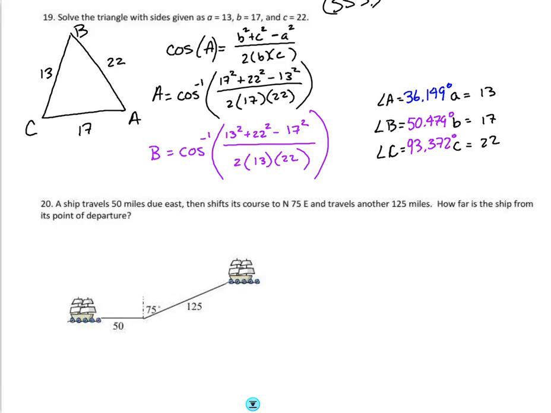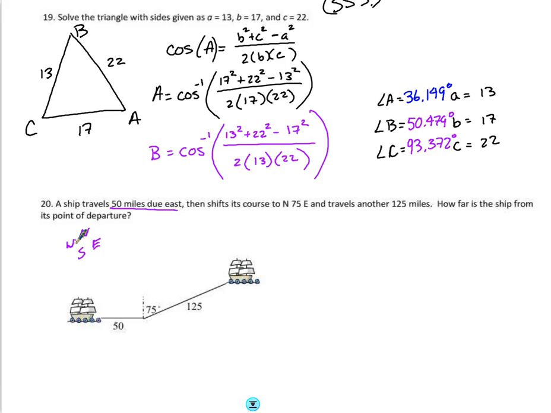So if I'm 50 miles due east, north, south, east, west, I don't know. For me, it was never eat soggy Wheaties. But some people out there are a little different. Whatever.